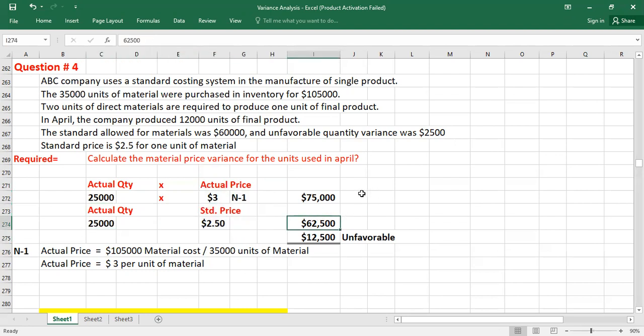Now you can see here this is the price variance. The first line answer is higher and the second line answer is lower. As I told you, if the first line is higher and the second is lower, the variance will be unfavorable. It means the price variance is 12,500 unfavorable.